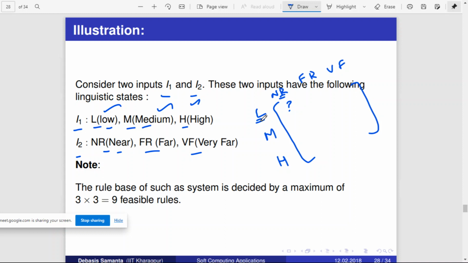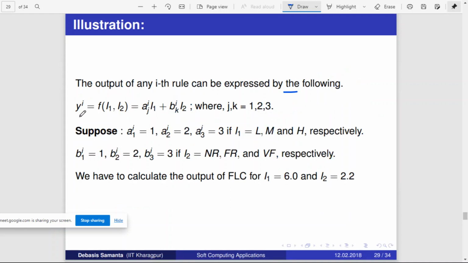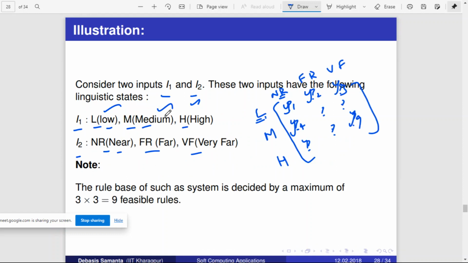So the output of an ith rule can be expressed by the following. The ith rule is a function of I1 comma I2, right? Every rule is a function of I1 and I2 only, where I1 can take values low, medium and high, and I2 can take values near, far and very far. But what does this function of I1 and I2 mean?